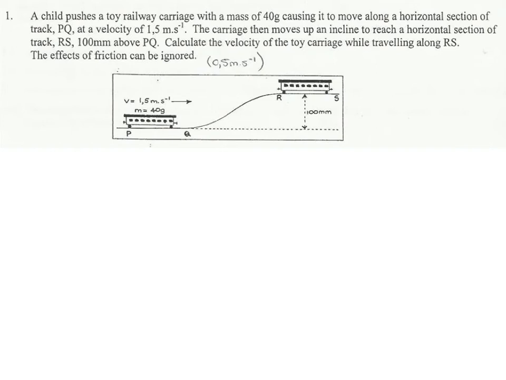We have a child who pushes a toy railway carriage with a mass of 40 grams, causing it to move along a horizontal section of the track at a certain speed. The carriage then moves up the incline to reach the horizontal part of the track, 100 millimeters above PQ. Calculate the velocity of the toy carriage while traveling along RS, and all effects of friction can be ignored.